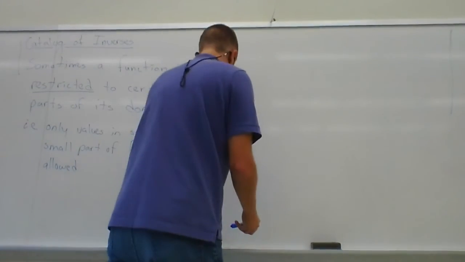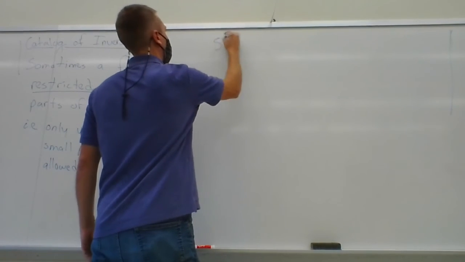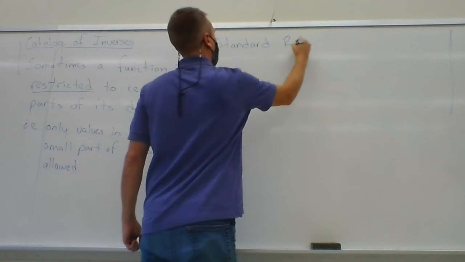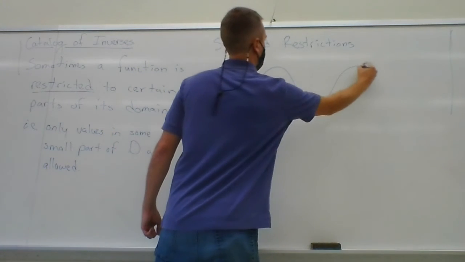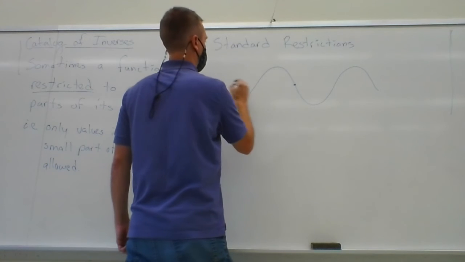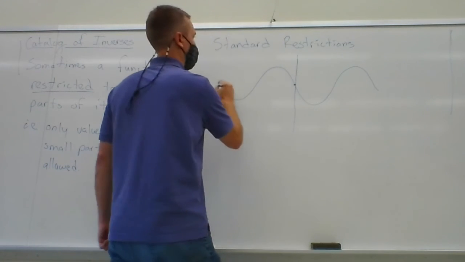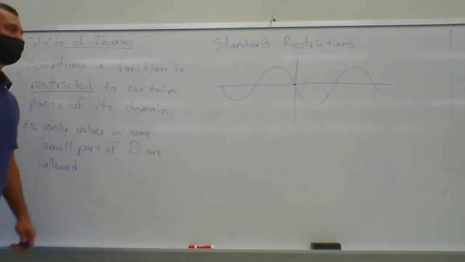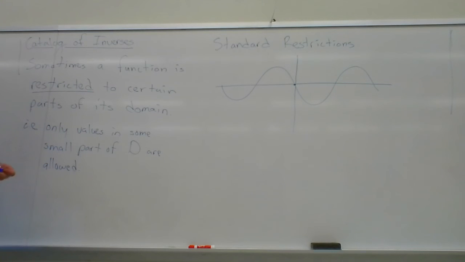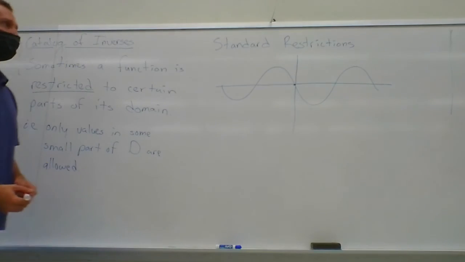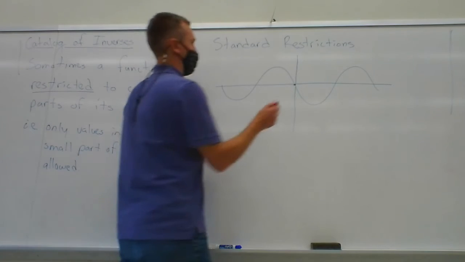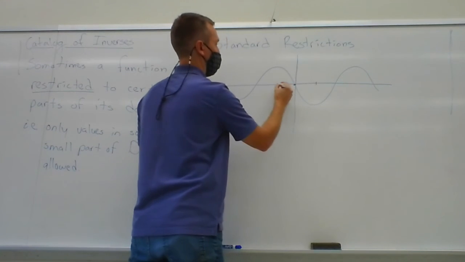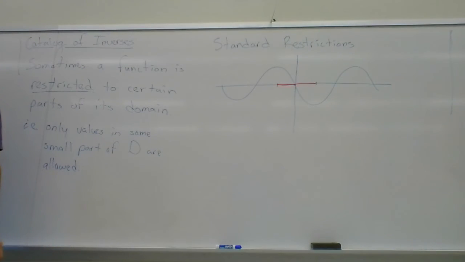So sine and cosine, there's a sort of standard choice. Sine, again, looks like this fancy wave. It goes over and over and over again. This is the origin. We want to pick a part of that that has an inverse function. So we want to pick a piece of this where when you do the horizontal line test, it passes. The domain is the whole real number line, but the standard restriction is to take an angle from here to here only.